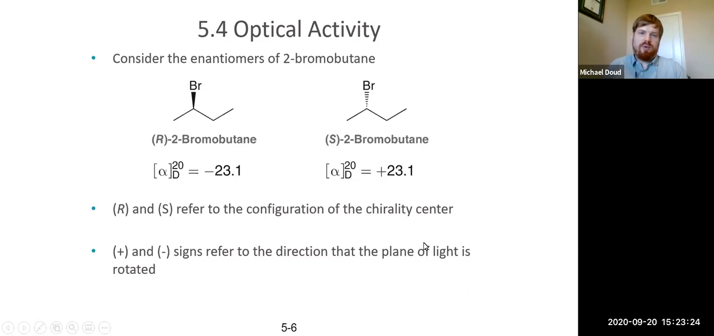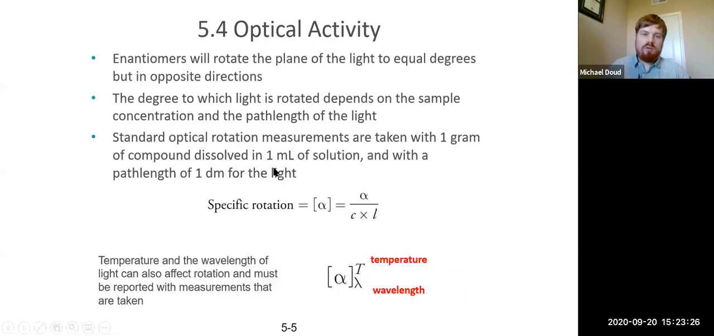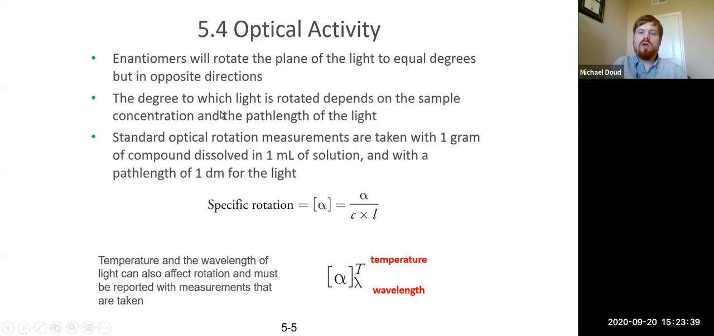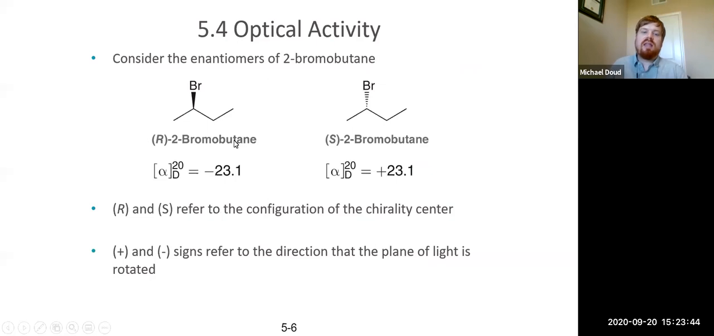Okay, so for example, if we have bromobutane, we have R-2-bromobutane and we have S-2-bromobutane. If we take a pure sample, 1 gram per 1 milliliter with 1 decimeter of light, that is going to rotate plane polarized light negative 23.1 degrees, so to the left. On the other hand, S-2-bromobutane is going to do the opposite. It's going to move it to the right, plus 23.1 degrees.